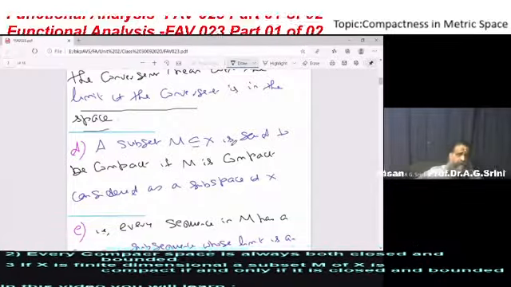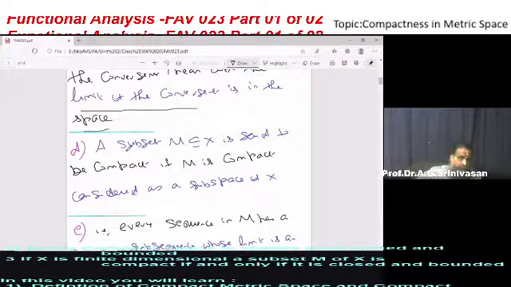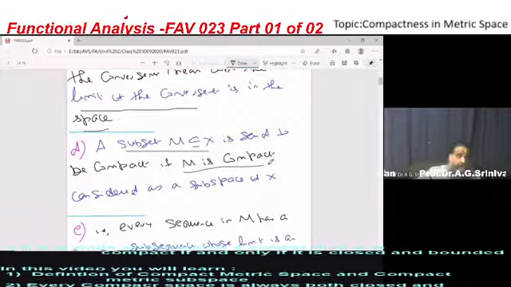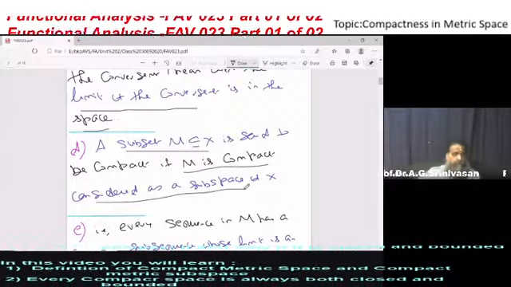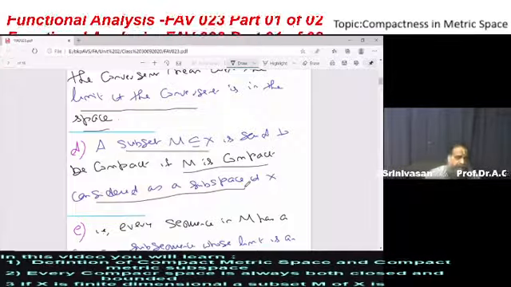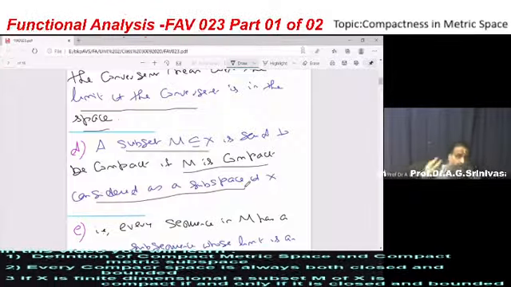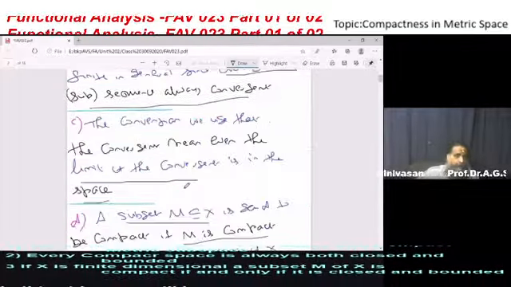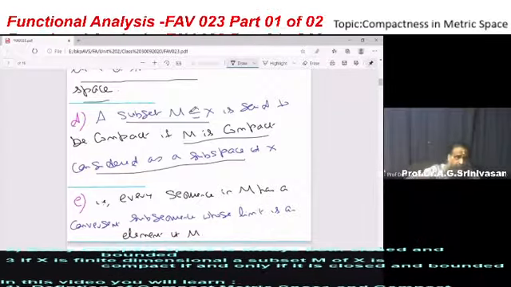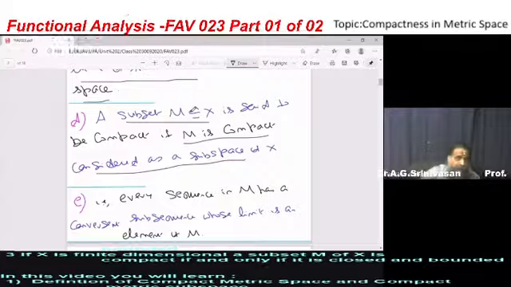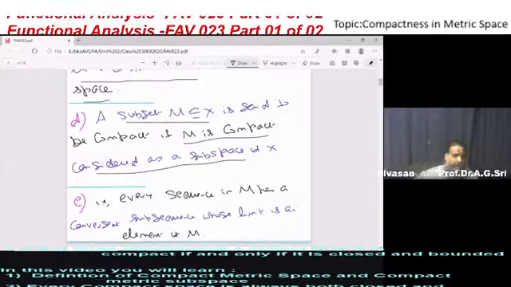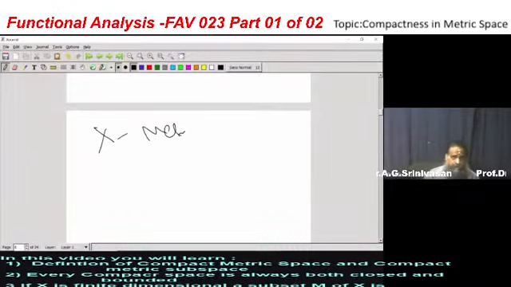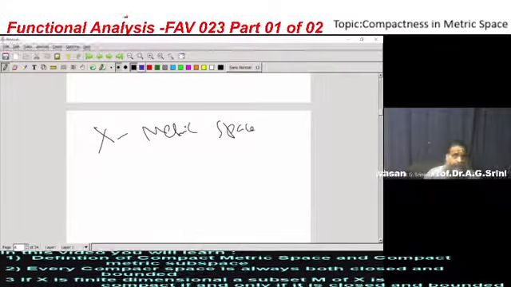A subset M of X is said to be compact, I'm talking about the definition of a compact subset, if M is compact as a subspace. So what is a subspace? We know it's a vector space by itself, it's a metric space by itself. So if that metric space is compact, we have defined the compactness of a metric space. If the subset M is a metric space in itself and it is compact, then we say M is compact. Shall I explain one more time so that you don't mix up things? What is X? X is a metric space. What is M?